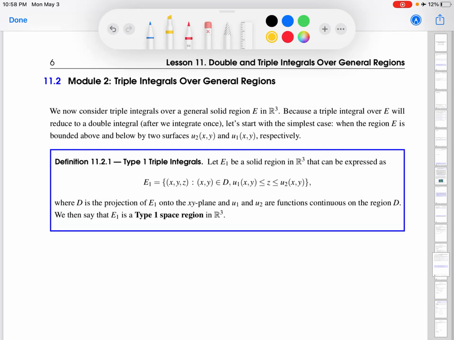Hi, this is Professor Fernandez, and in this video we are going to go through Module 2 of Lesson 11. So we're still talking about double and triple integrals over general regions. In this module we're going to talk about triple integrals over those general regions.